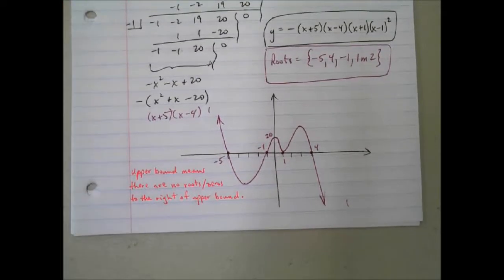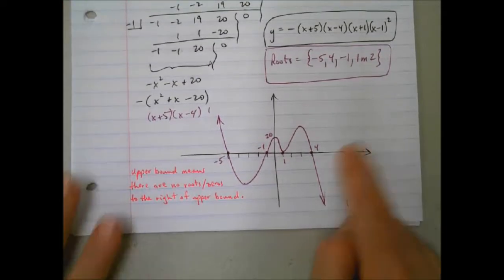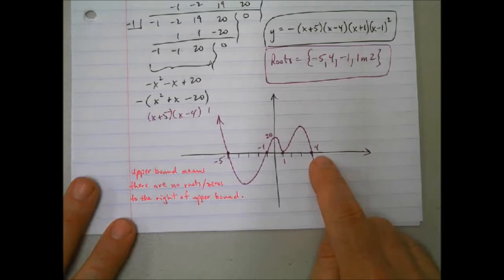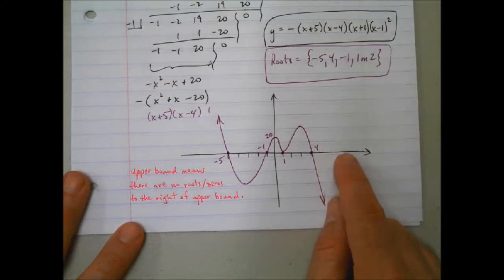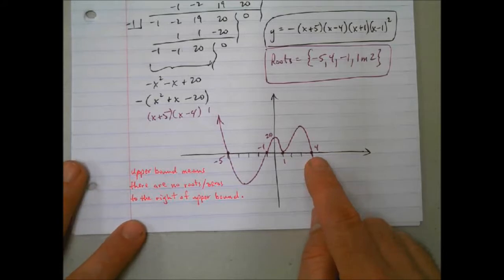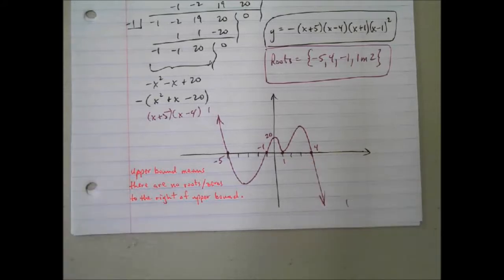So, for example, 4 is an upper bound for our previous problem. Now, for that matter, 5 is also an upper bound, or 6 or 7 or whatever, but 4 would be the most useful one. Now, why are we talking about upper bound, lower bound?